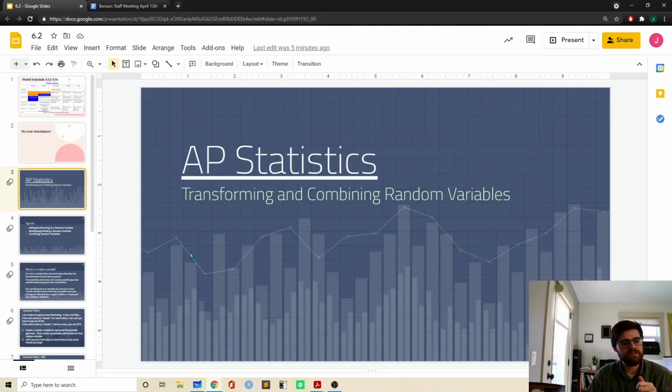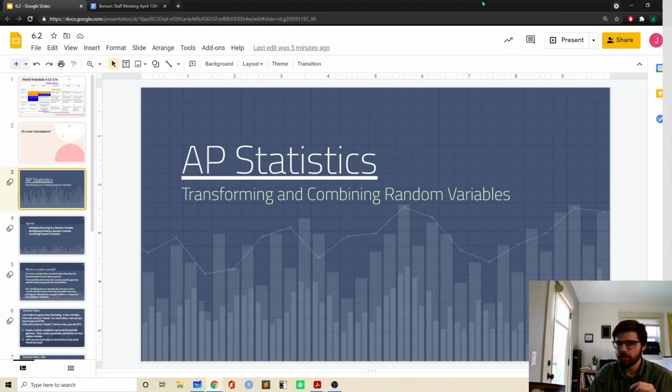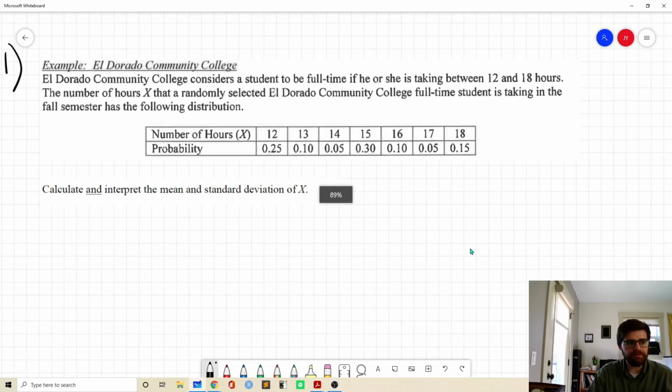Okay, so this section is all about transforming and combining random variables. We have seen transformations on variables already. We saw this back in some other chapter. Hopefully, the big picture here seems pretty familiar. All right, so we're going to learn through a couple examples.